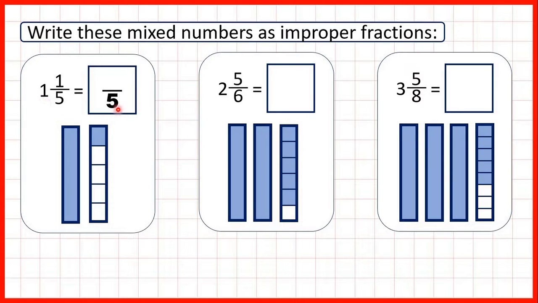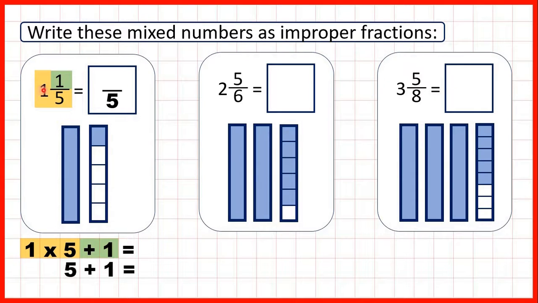Well, the denominator stays the same, so in our improper fraction, the denominator will still be 5. But then, to get the numerator, we need to multiply the whole number by the denominator, and then add the numerator. So 1 times 5 is 5, plus 1 is 6, so that's our numerator.